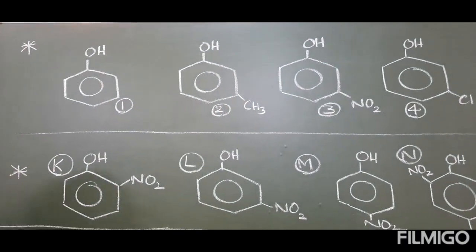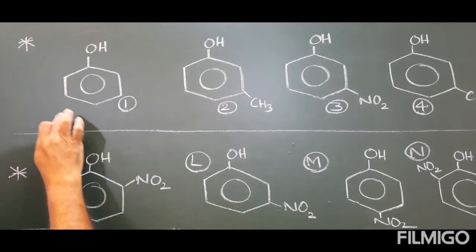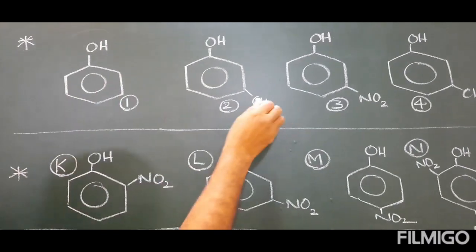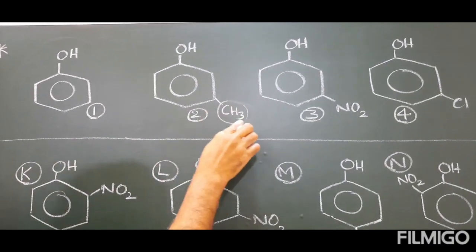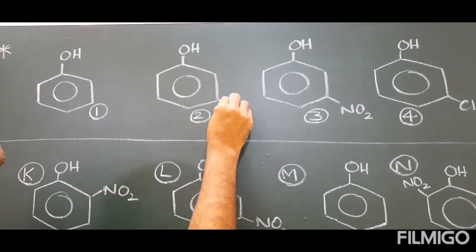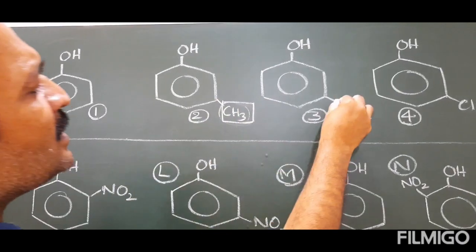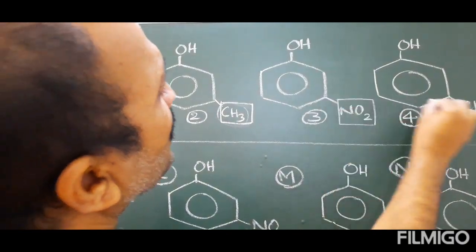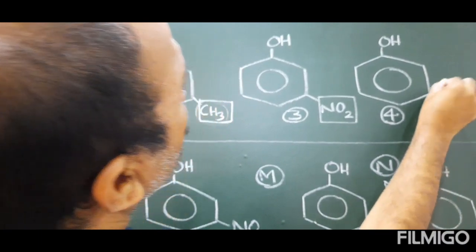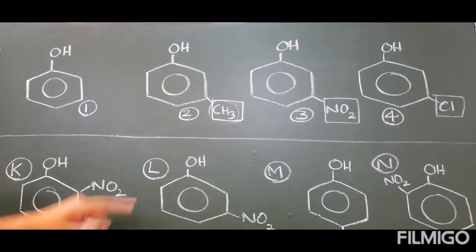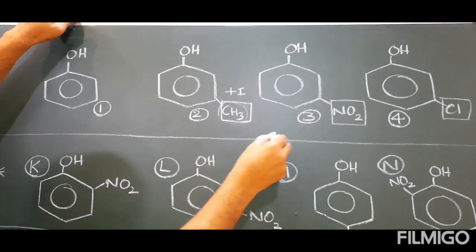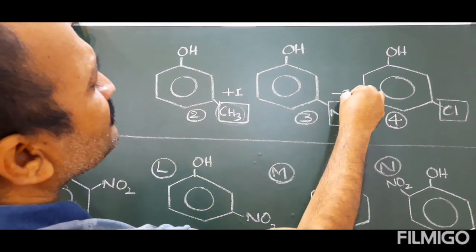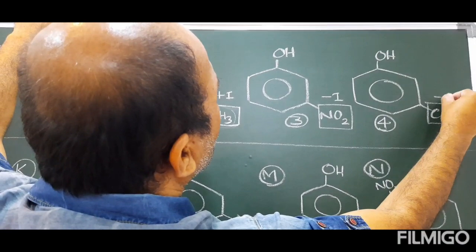Take a look. Here this is the phenol. When compared with the phenol, at the meta position methyl group is there. Here nitro group is there. Here at meta position chlorine is there. It shows plus I effect. It shows minus I effect. It shows minus I effect.